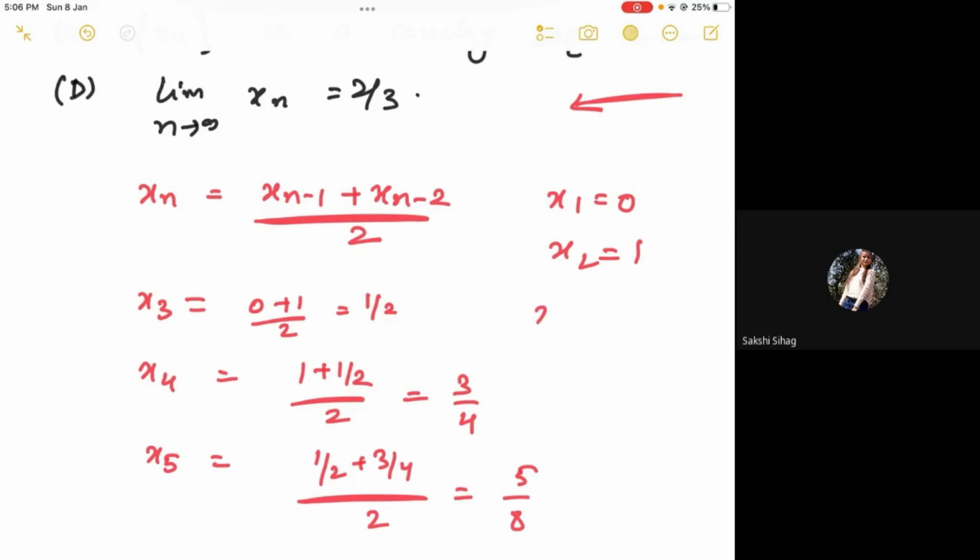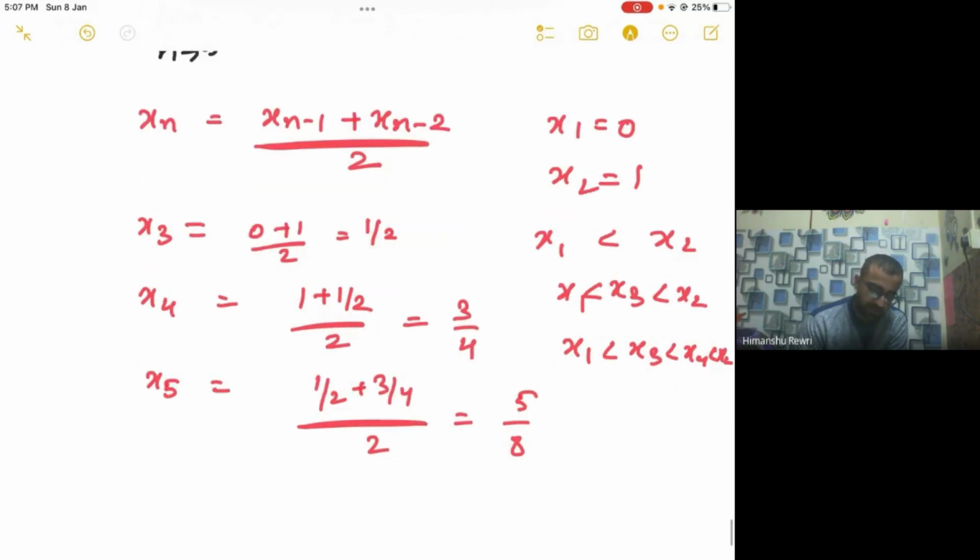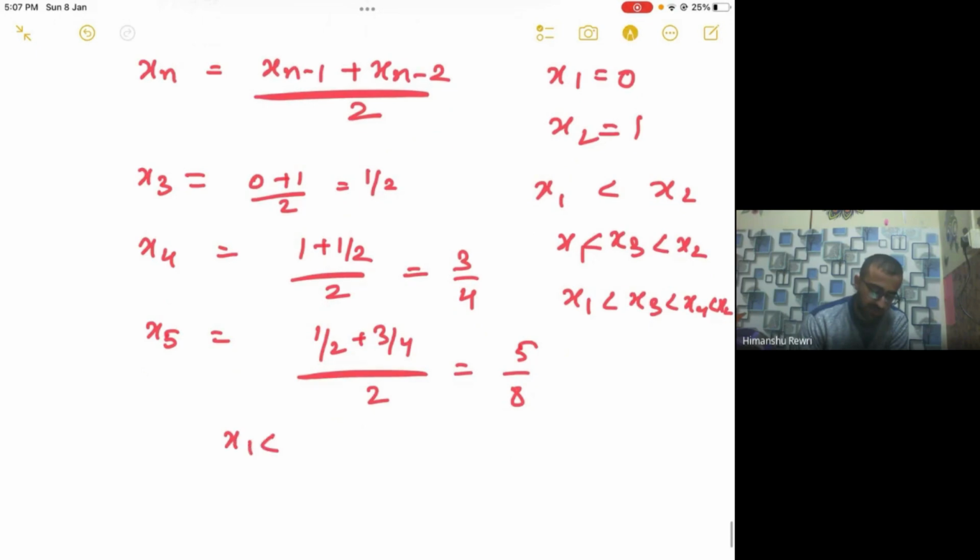Yes. So x1 is less than x2 and x3 is less than x2. For x4, x1 is less than x3 less than x4 less than x2. Then for x5, x1 is less than x3 less than x5 less than x4 less than x2. So it is not an AP for sure.